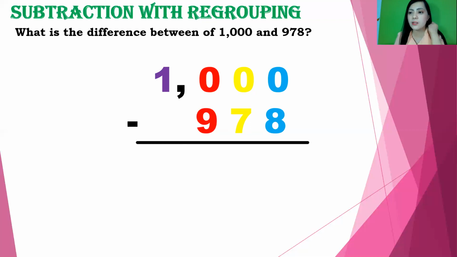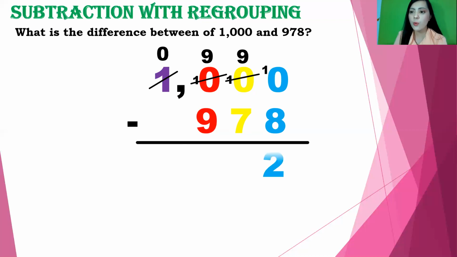So what are you going to do? You borrow in the thousands place, which is the 1. Since you borrow there, the 1 becomes 0. The hundreds place becomes 10. Since the tens place will borrow again, 10 becomes 9 now. So the tens place becomes 10. Since the ones place will borrow from the tens place, 10 becomes 9 now. So the ones place becomes 10 now in the minuend.